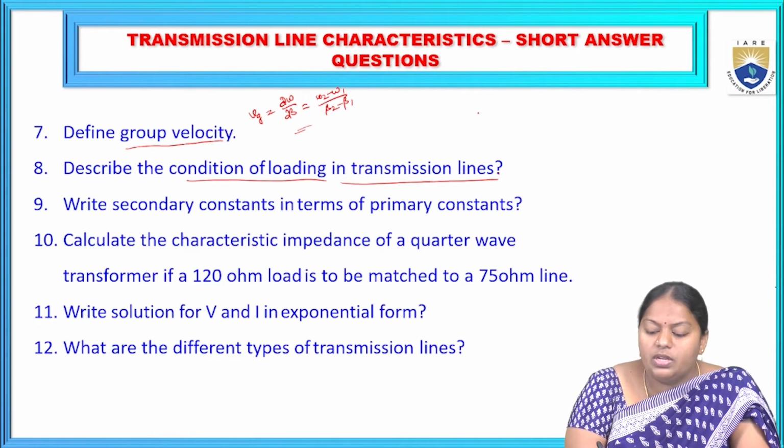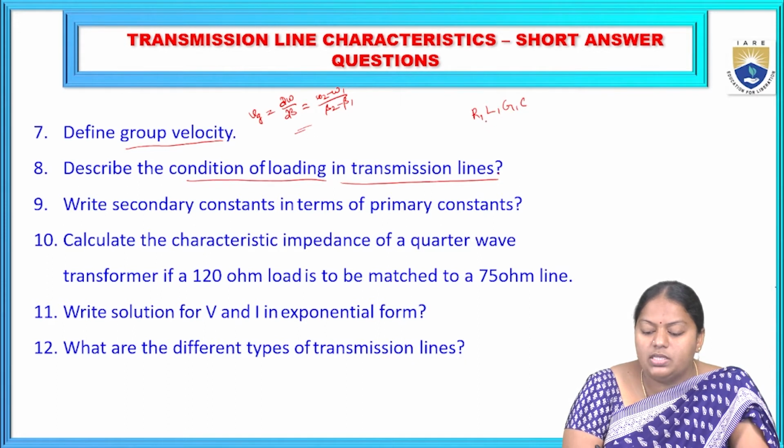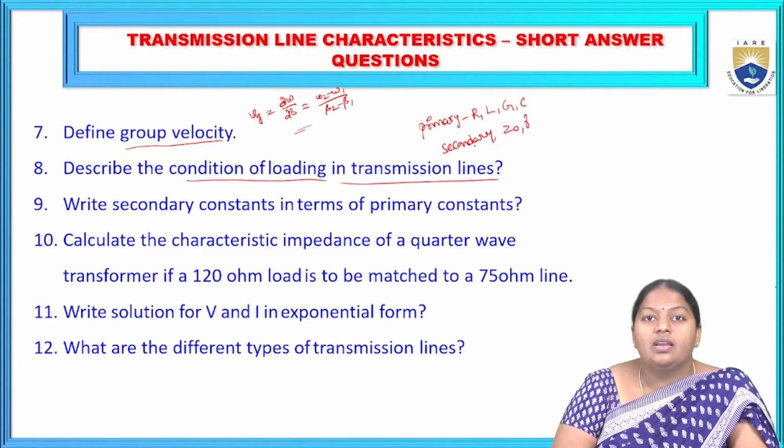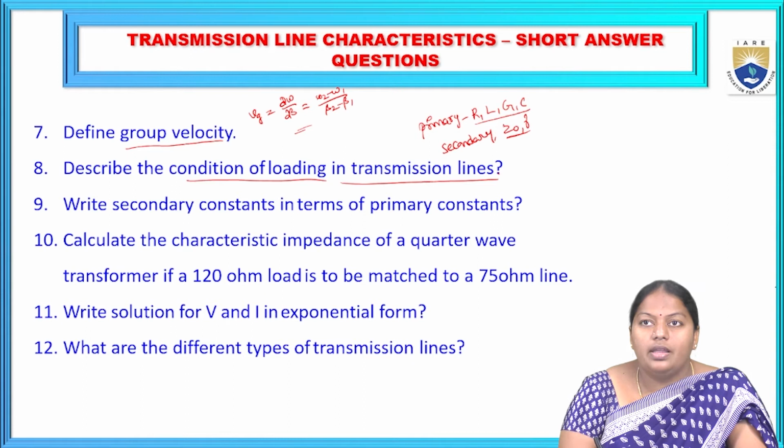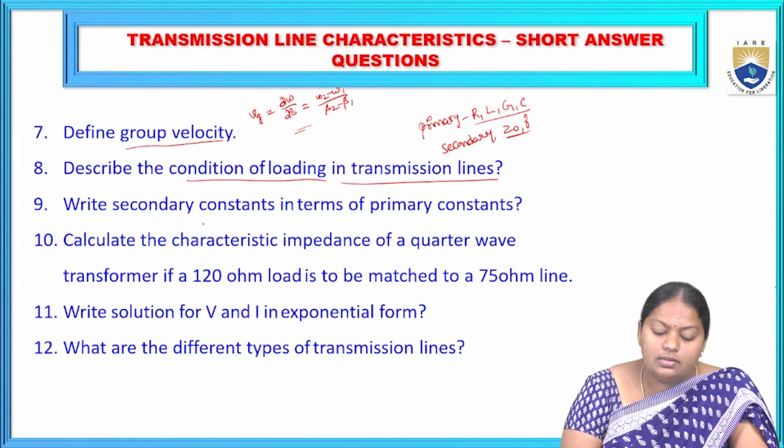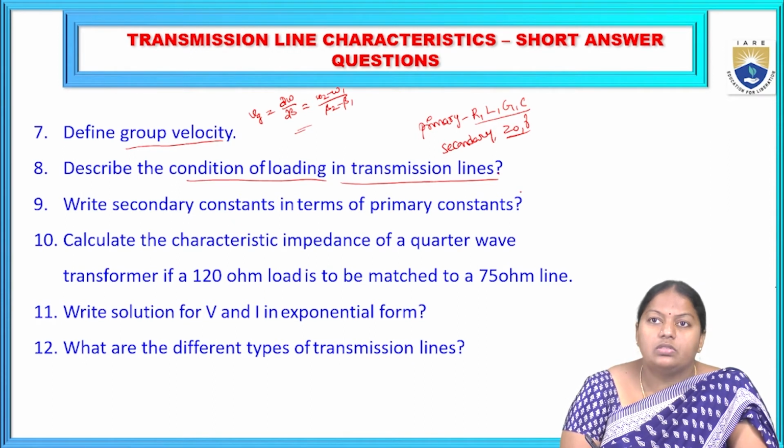Next, write secondary constants in terms of primary constants. As we know, the primary constants are R, L, G, C, and the secondary constants are Z0 and gamma. Characteristic impedance of a transmission line is represented with Z0, and the propagation constant is represented with gamma, and these two are called secondary constants of a transmission line. The primary constants are R, L, G, C. Now we want to write the secondary constants in terms of primary constants.